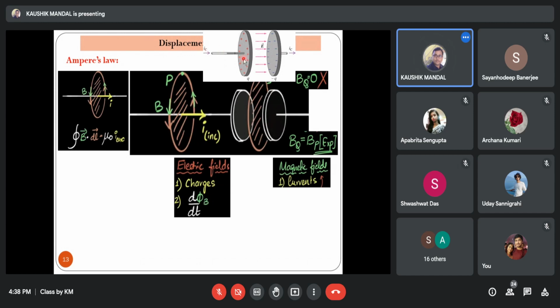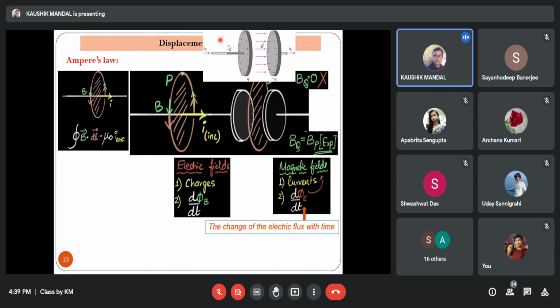Current is increasing means this parallel plate is charging. So there will be a change in the electric field intensity. And due to this change in electric field, due to the change in current, this is the second parameter which is responsible for the generation of magnetic field. That is the electric flux, change in electric flux. When you are increasing the current, this electric flux in between the parallel plates is changing.